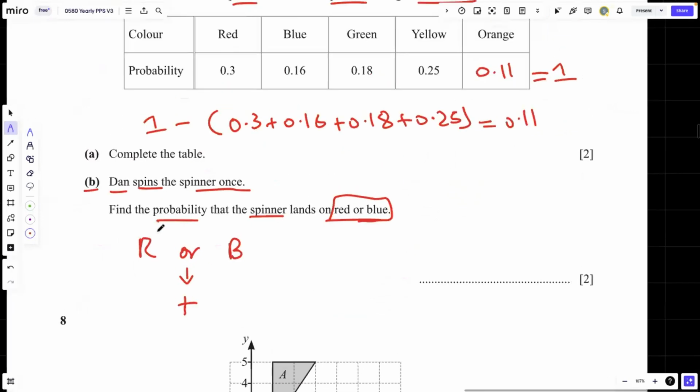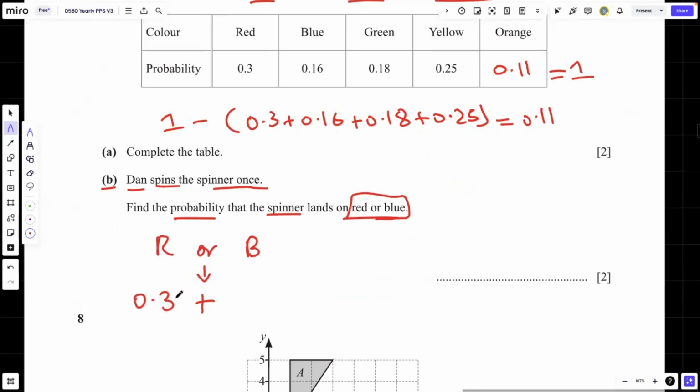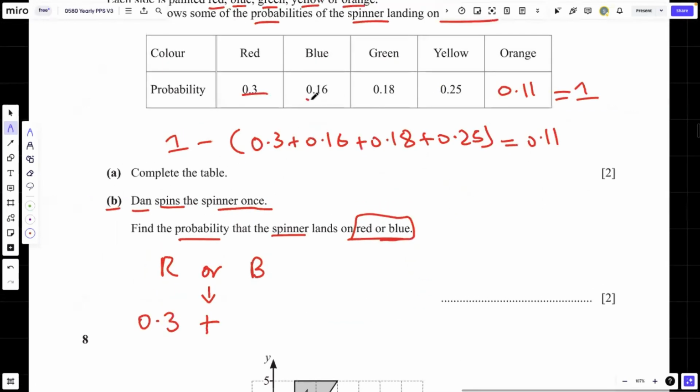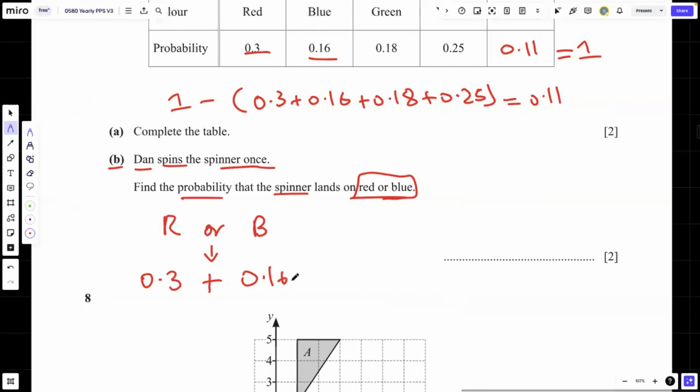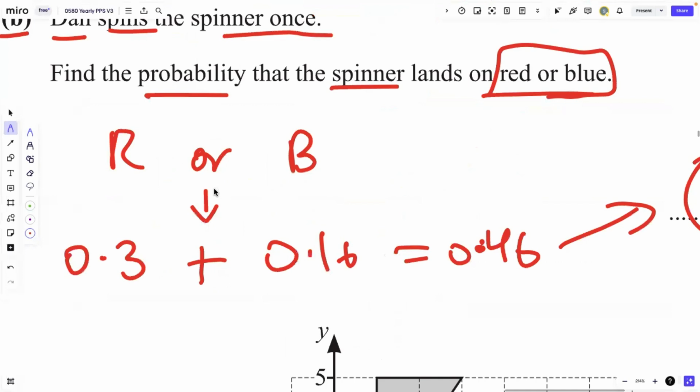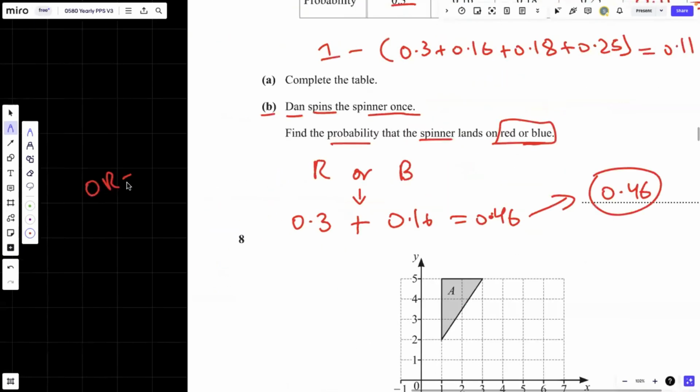And now the probability of getting red was 0.3. Since he is only spinning once, it's straightforward, right? And for blue it's actually 0.16. So that should give us 0.46, or you can even write the fraction form of it. That's also fine. That's your answer for this part. So the only thing we need to make sure is that "or" actually means add, addition, and "and" means to multiply in probabilities.